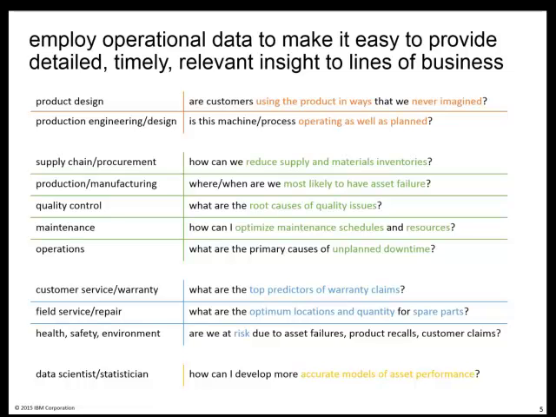At the high level, operations is looking for what are all the overall primary causes of unplanned downtime. How can those be mitigated so that we have continual process throughput, we improve productivity, as well as process quality?